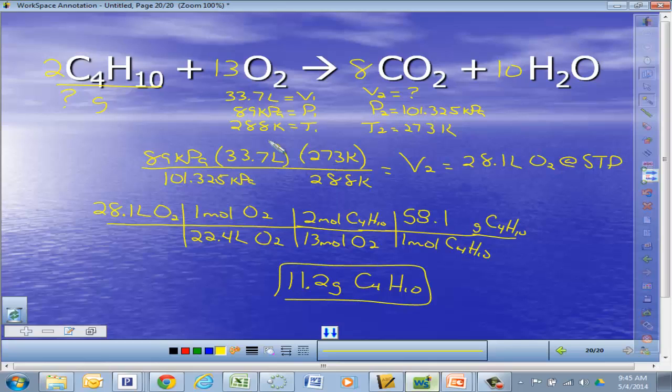There's my answer. I had to convert first because, again, my volume was not at standard conditions.